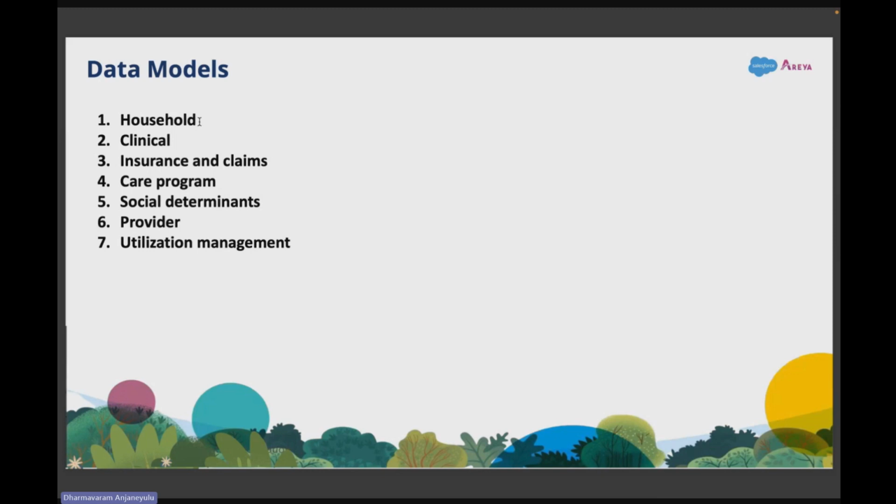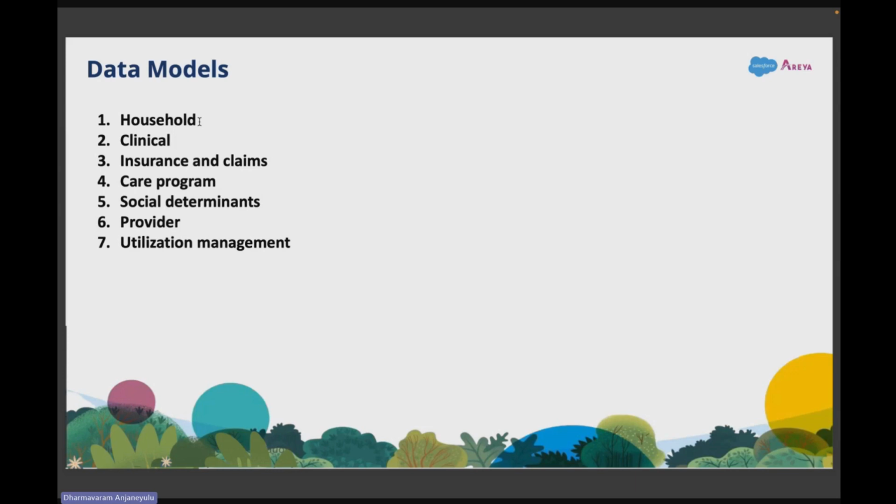Clinical is nothing but how the doctors will be operating, how they are going to check the patient information, their diagnosis information, and their medication information, and how they are going to pull that into their care plans. Those are called the clinical data model.